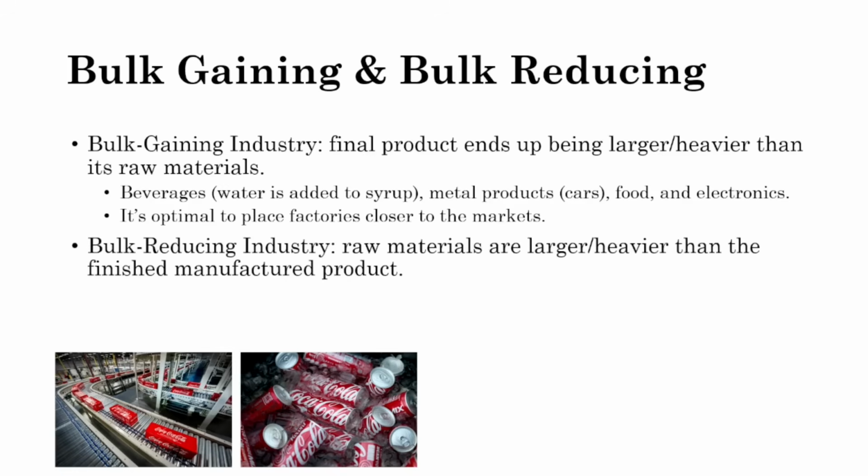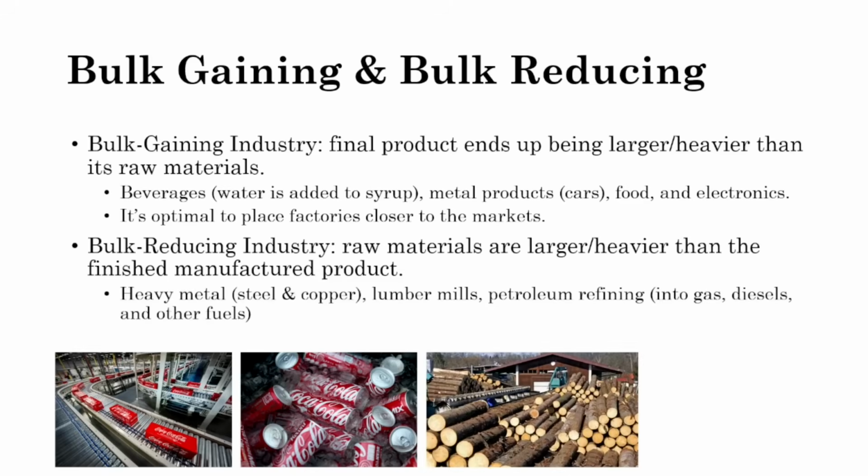Now, the opposite of a bulk gaining industry is a bulk reducing industry. And that's when you take raw materials that are larger and heavier than the final and finished product. So these are things like heavy metals, steel and copper, lumber mills, the tree is obviously going to be heavier than the final wood that you take from the tree. There's leaves, and you don't take the entire tree when you make lumber.